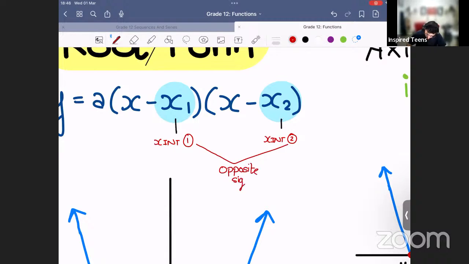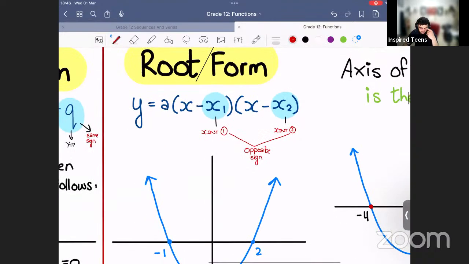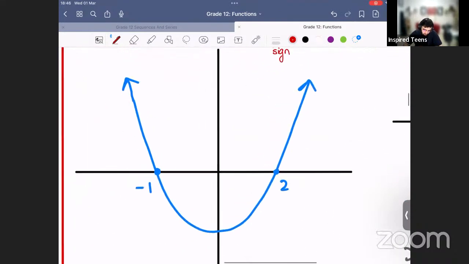It's important. Whatever sign it is in the graph, you're actually going to put the opposite sign in the equation. Whatever it is in the equation, you're going to put the opposite sign for the graph. Okay, so just say we have this example.